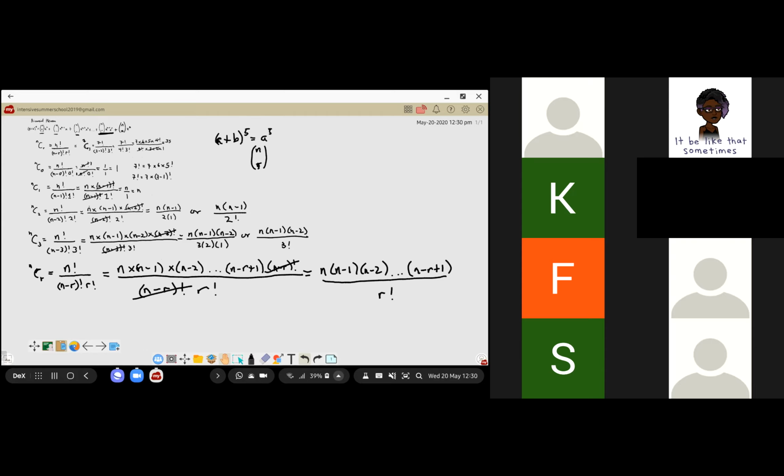And the last one, n combination r. The last term was what? n combination n. So n combination n is what? n factorial over n minus n factorial times n factorial. So I'm going to get n factorial, n minus n factorial is what? 0 factorial. n factorial cancels n factorial. You are going to get 1 over 0 factorial, which is what? 1.